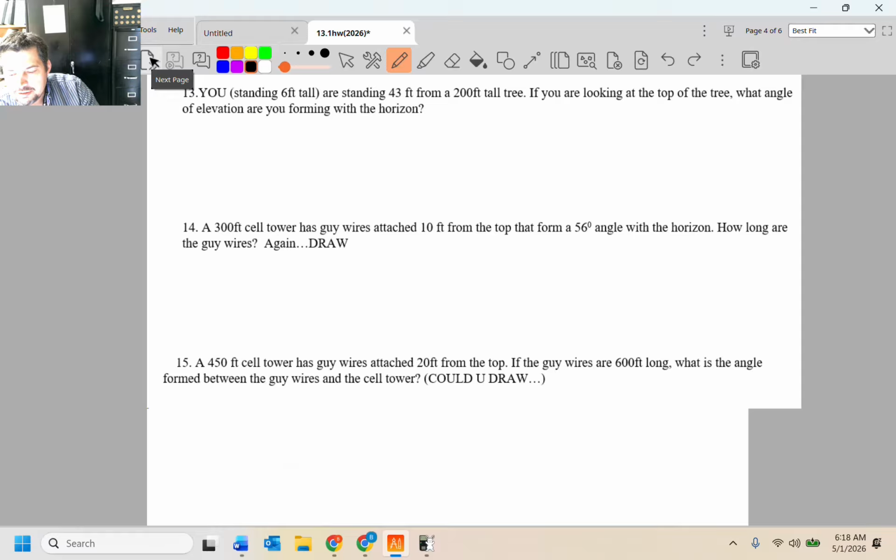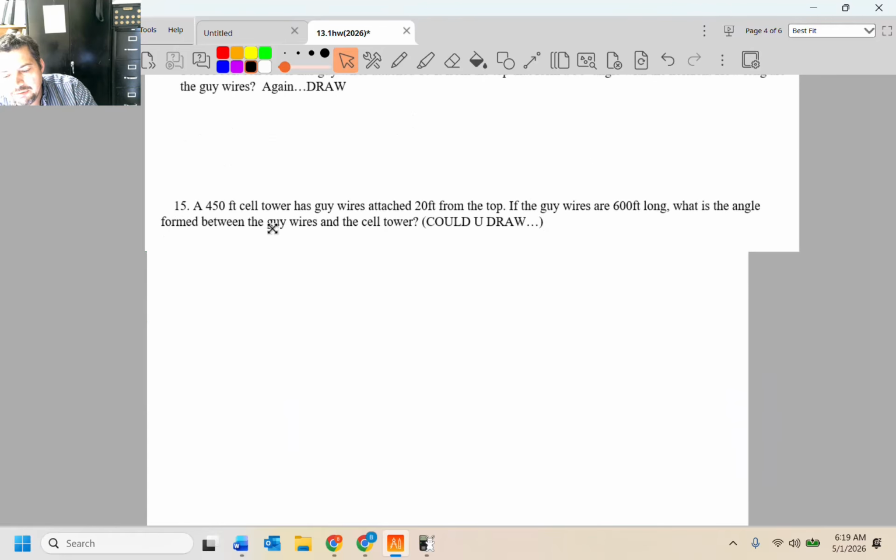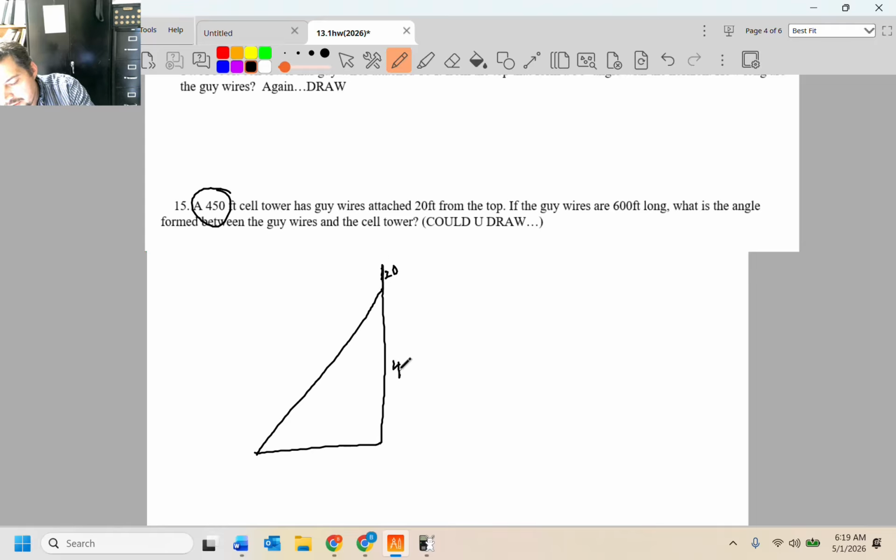Let's see, what do we got next? Let's do 15. A 450-foot cell tower has guy wires attached 20 foot from the top. Cell towers stand tall. The guy wires do not go all the way to the top. They are 20 feet from the top. And since it is 450 foot tall, this has to be 430. The guy wires are 600 foot. A tower should form a right angle with the ground. I want to know the angle formed between the guy wires and the cell tower. So I'm after this angle right here.